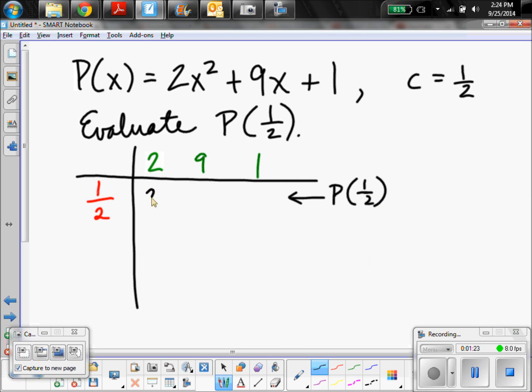I'm bringing down my 2, and then 2 times 1/2 is 1. 1 plus 9 is 10. 10 times 1/2 is 5. 5 plus 1 is 6. So p of 1/2 is 6. Well, what does that tell us? It tells us, well, A, that x equals 1/2 is not a 0 of p of x.